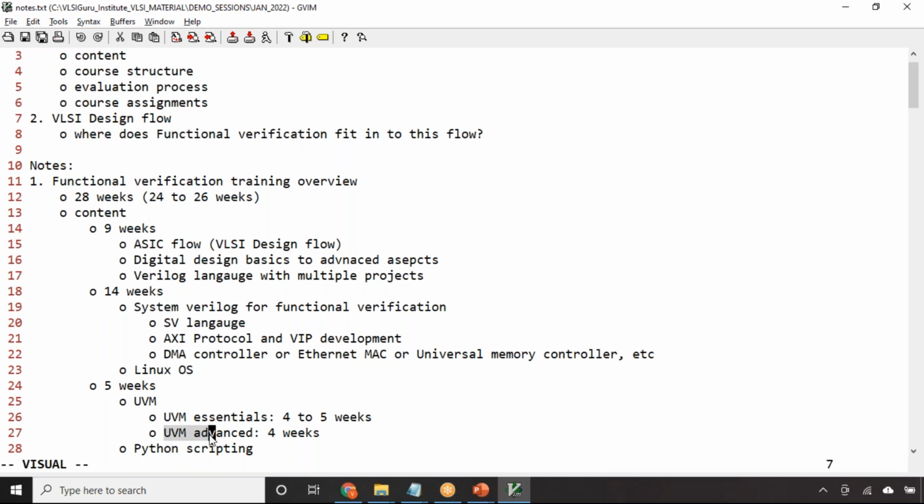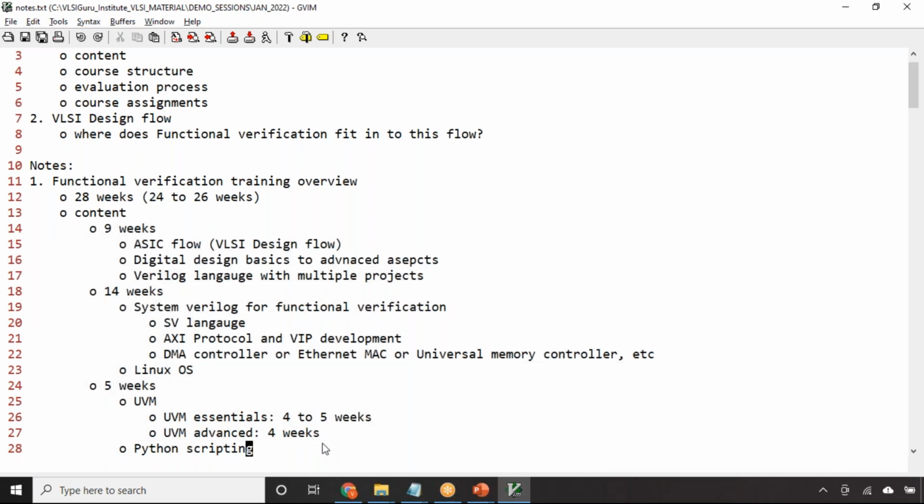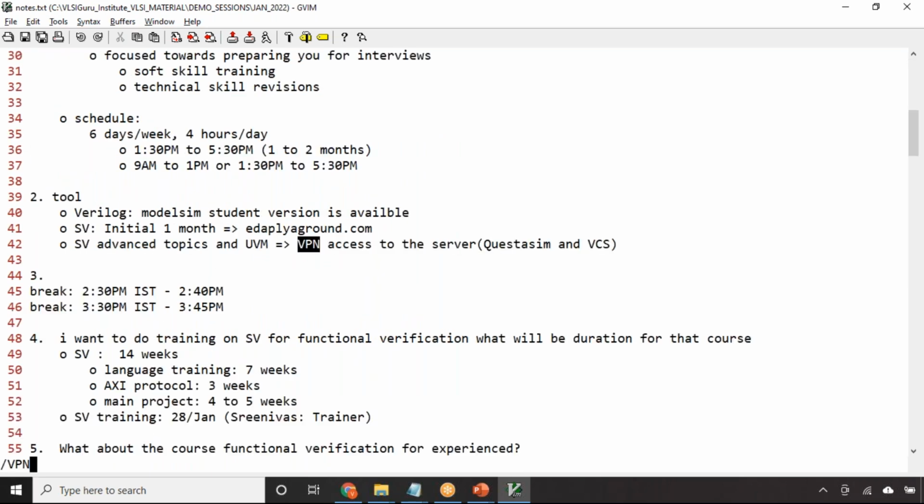See, UVM has nothing to do with Questa Sim. Questa Sim can be used anywhere. So I'll frame my question again. Till a particular point, freshers will not be provided with UVM advanced topics, correct? Yes. And only in these topics will we be using the Questa Sim tool, right? What I'm telling is, please listen to me. From here itself, you can use the Questa Sim tool anywhere. I may have got confused with this point, because in the beginning you were saying that in all these topics, till Linux, we will not be using any VPN based tools. No, I said for System Verilog, the initial 1 month, EDA Playground. After that, SV advanced topics and UVM, I said VPN access.